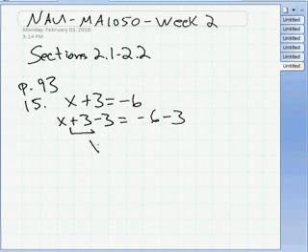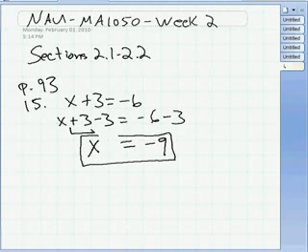Plus 3 minus 3 is 0, which just leaves me x. But if I subtract 3 on the left side, I have to subtract 3 on the right side in order to maintain the equality. Minus 6 take away 3 is a negative 9. And that's my answer. That's my solution. The process of isolating the variable leads us to the solution for that equation.